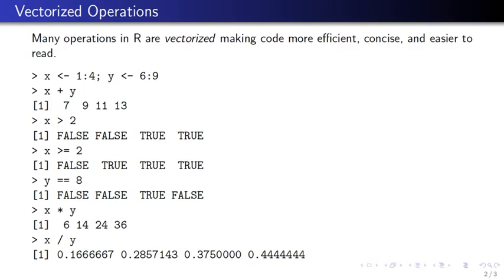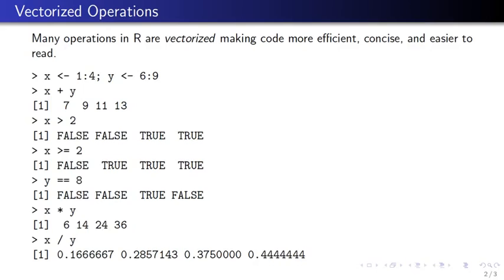In other languages, you might have to write a loop to do that, so you loop through each element and add them one by one. But in R, you can just use the plus on the two vectors, and it will add them together. So x plus y does what you would expect. It adds 1 to 6, 2 to 7, 3 to 8, and 4 to 9. So you get the vector 7, 9, 11, 13.